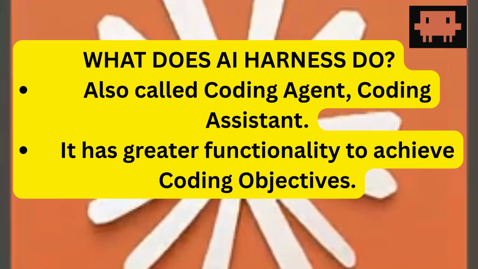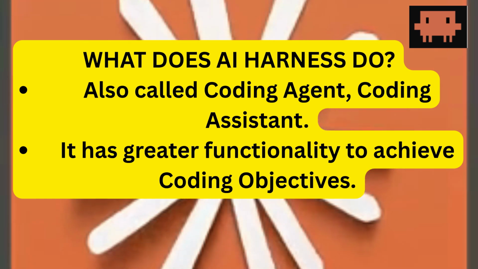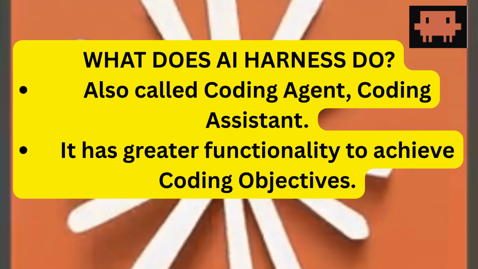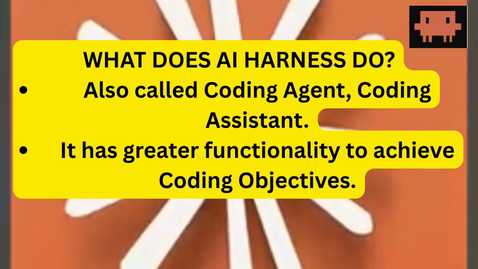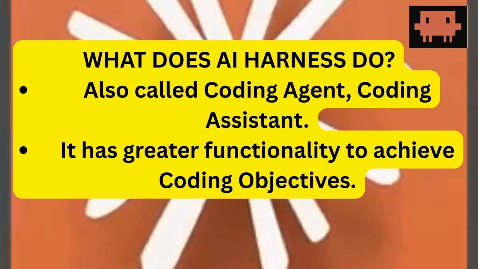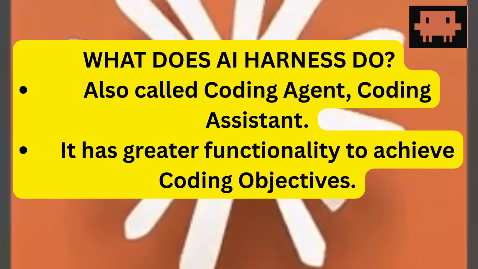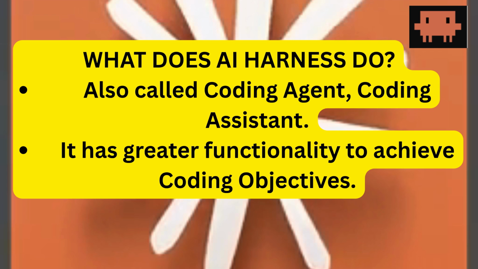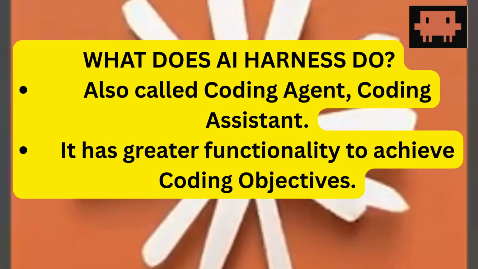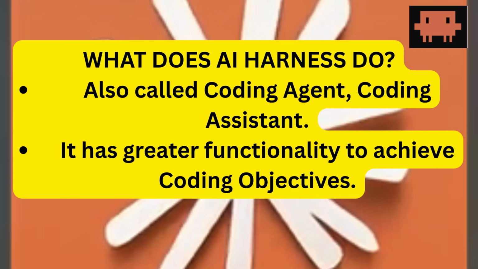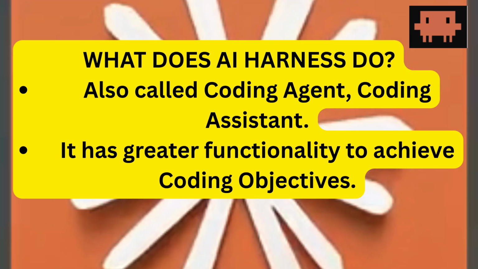An AI harness is also called a coding agent or a coding assistant. Modern coding agents are quite sophisticated compared to their earlier counterparts that used to have code completion capabilities only. Modern coding agents can plan coding tasks, execute them, and can handle changes affecting the entire code base.